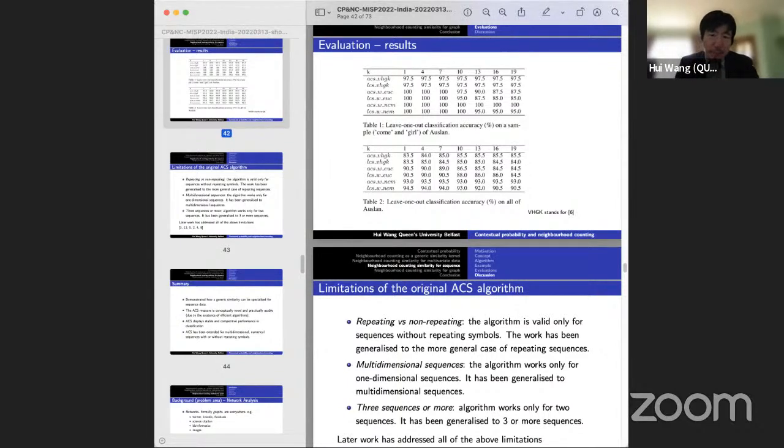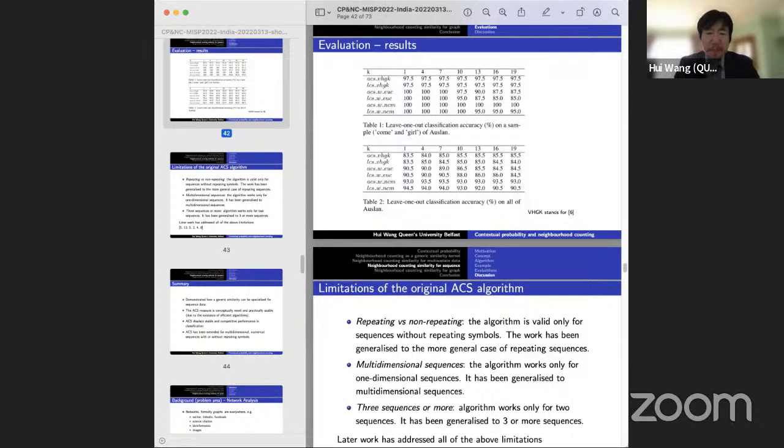The contextual probability is a general probability estimation method, so I believe it can be used in emotion estimation. If you can formulate the emotion problem as a classification problem, then definitely contextual probability can be applied here. Thank you for the question.